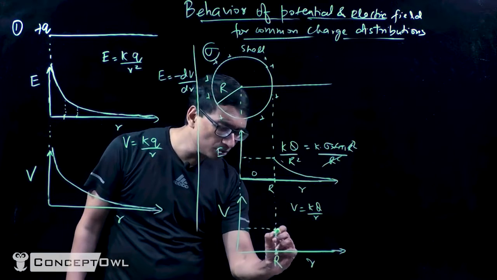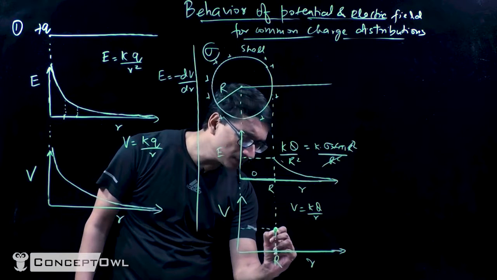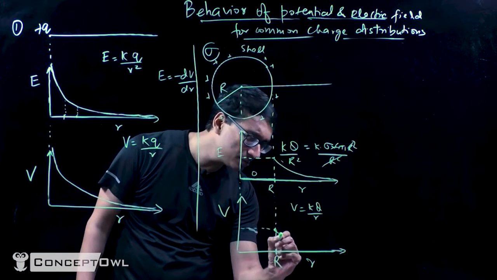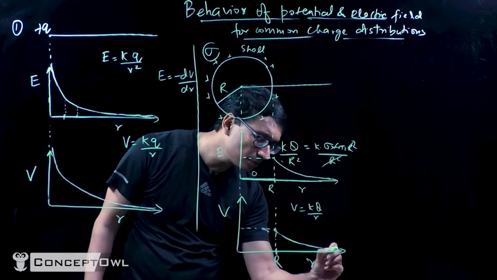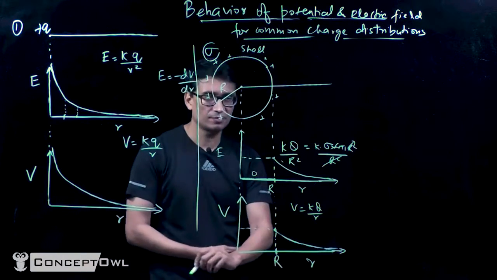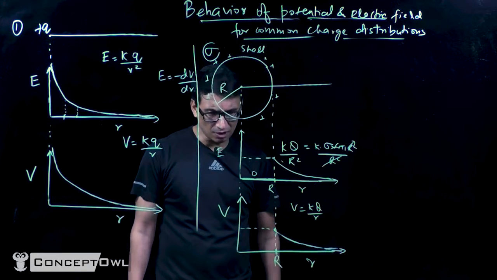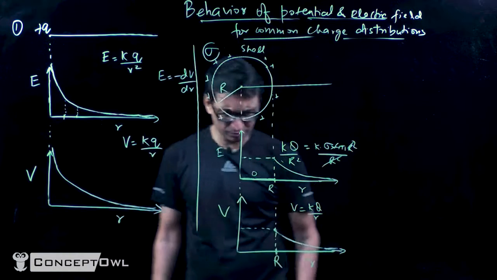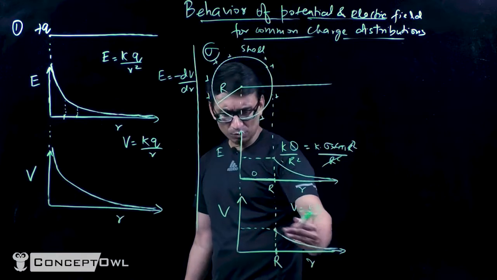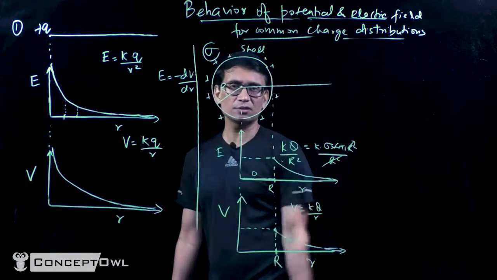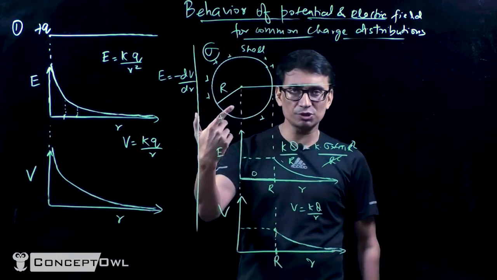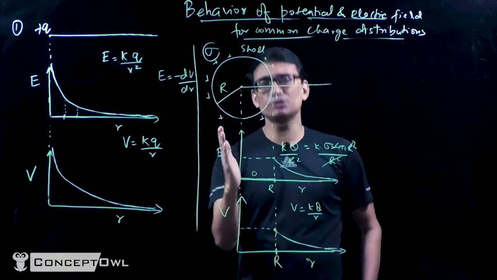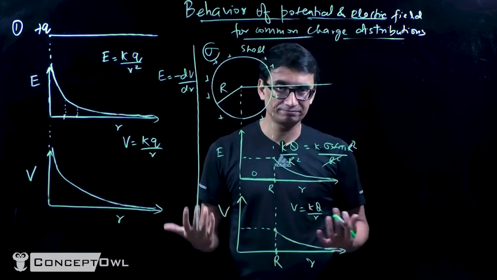So here this is going to be that value, and then after that it will decline as 1 by R. Okay, now next question, which is more interesting. Once you're inside this, what happens? Now very often when I ask this question to students, the answer I get is electric field is 0, so potential is 0. That's not correct.